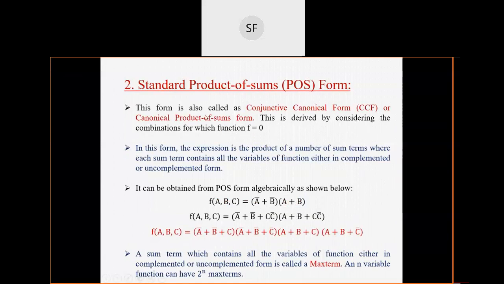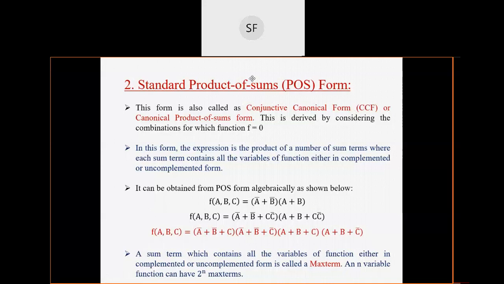We have completed the discussion regarding sum of products. Now it is product of sum. Kindly note the difference. This form is also called conjunctive canonical form or canonical product of sum form. It is derived by considering the combinations for which the function equals 0.